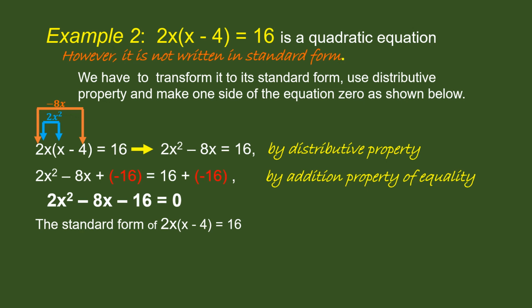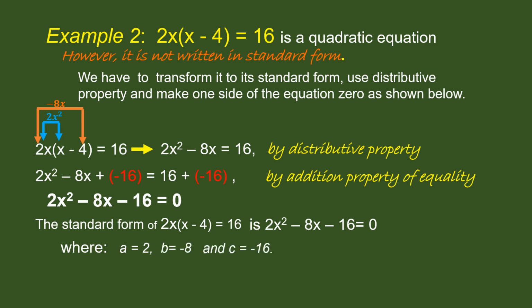The standard form of 2x times quantity x minus 4 equal to 16 is 2x squared minus 8x minus 16 equal to 0, where a is equal to 2, b is equal to negative 8, and c is equal to negative 16.